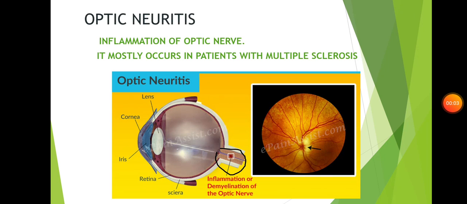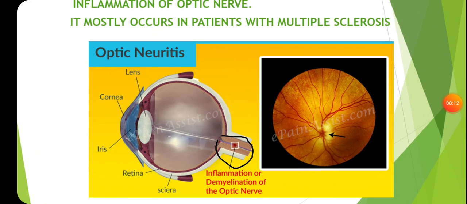Optic neuritis. Optic neuritis is the inflammation of the optic nerve. It mostly occurs in patients with multiple sclerosis. Here you can see the inflammation of the optic nerve.